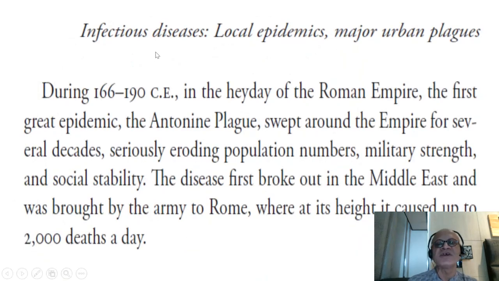Coming more specifically to infectious diseases, local epidemics, and major urban plagues, as early as 166 to 190 Common Era, in the heyday of Roman Empire, the first great epidemic, the Antonine Plague, swept around the empire for several decades, seriously eroding population numbers, military strength, and social stability. The disease first broke out in the Middle East and was brought by the army to Rome, where at its height it caused up to 2,000 deaths a day. So imagine the population at the time and fraction of people who were dying per day.